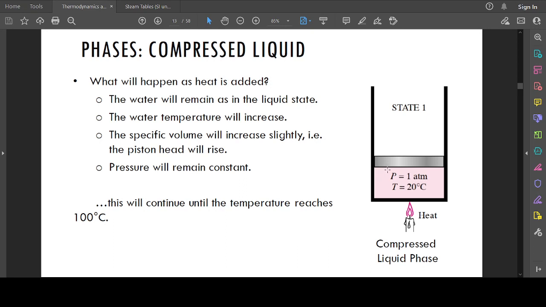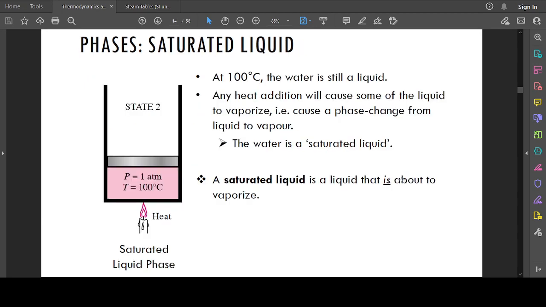Now, all this will remain the same until the temperature of the system increases up to 100 degrees Celsius. When that happens, any heat added to this system will start to vaporize the liquid water. The phase change from liquid will happen as a gradual process. This is the point where we say that we have reached a saturated liquid, because a saturated liquid is a liquid that is about to vaporize.